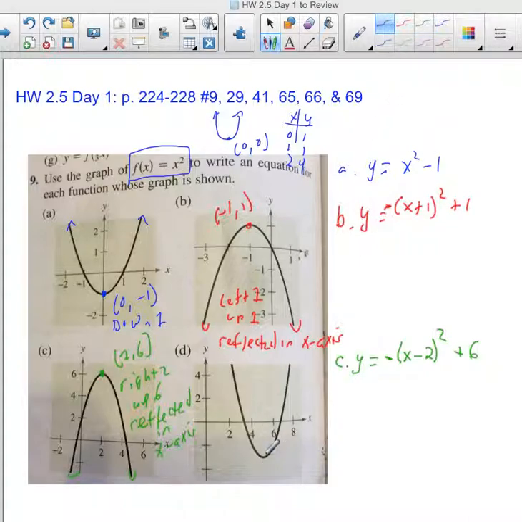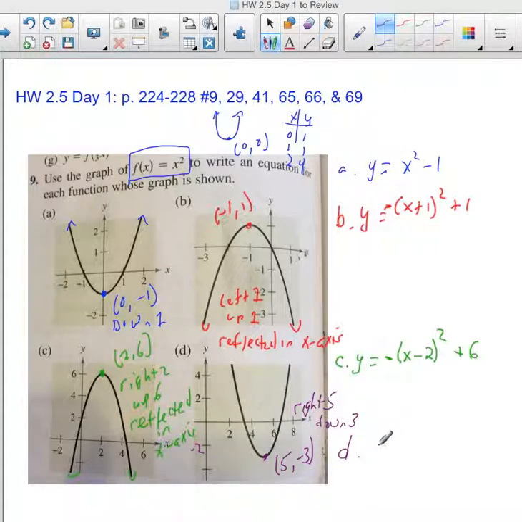Part D. This one is not reflected. Let's take a look at the vertex. Each one of these lines is actually 2 units. So the vertex is at the point 5, negative 3. So this graph has been shifted right 5 units and down 3 units.